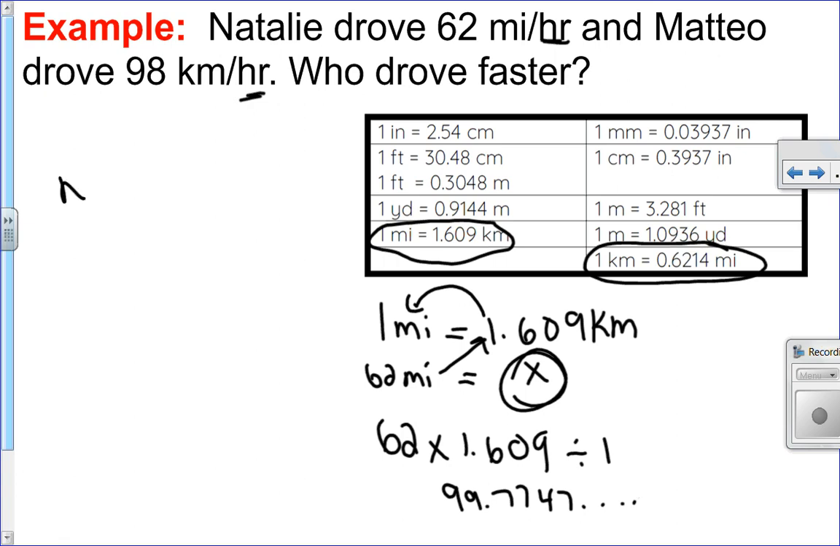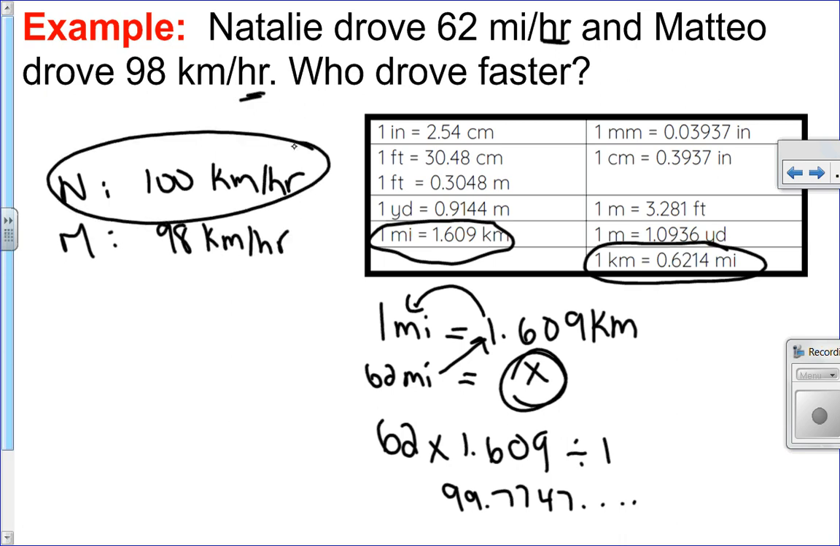So what I can say is that Natalie is driving approximately 100 kilometers per hour. Mateo is driving 98 kilometers per hour. So I can see that Natalie is in fact going faster.